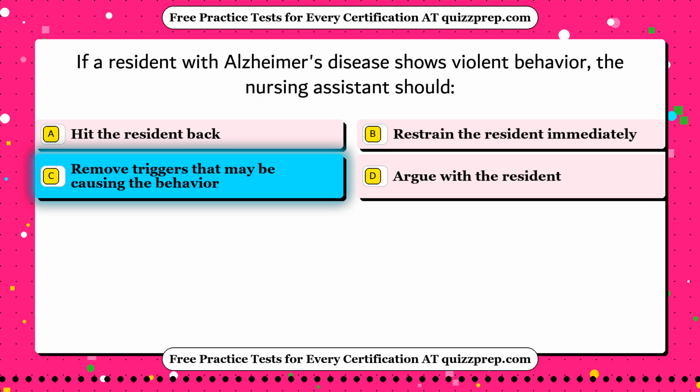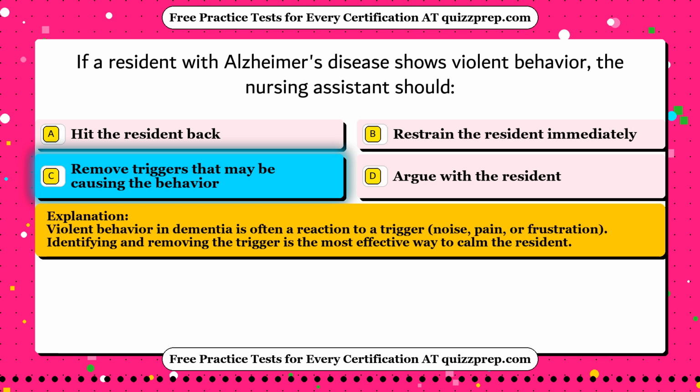The correct answer is option C. Remove triggers that may be causing the behavior. Violent behavior in dementia is often a reaction to a trigger, noise, pain, or frustration. Identifying and removing the trigger is the most effective way to calm the resident.